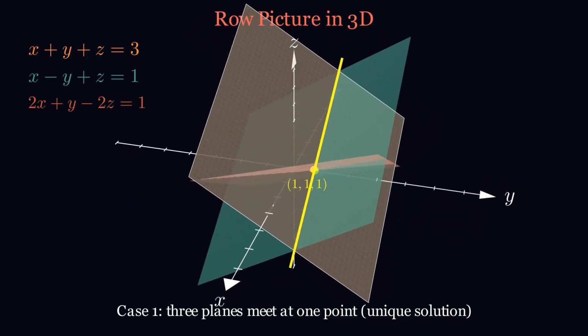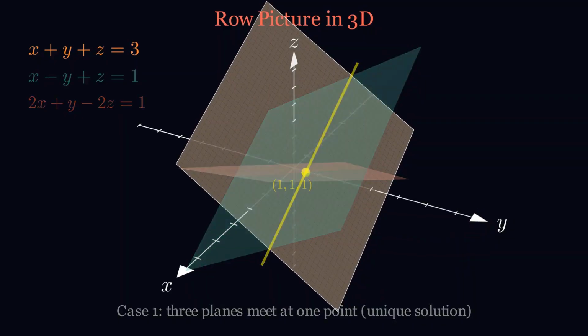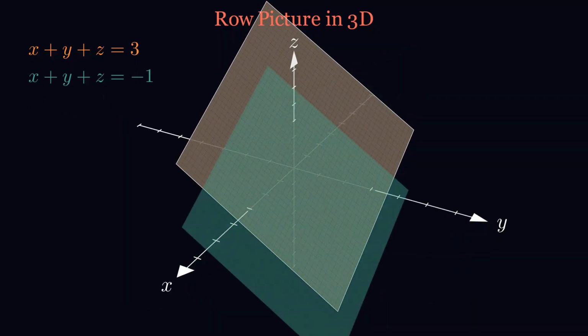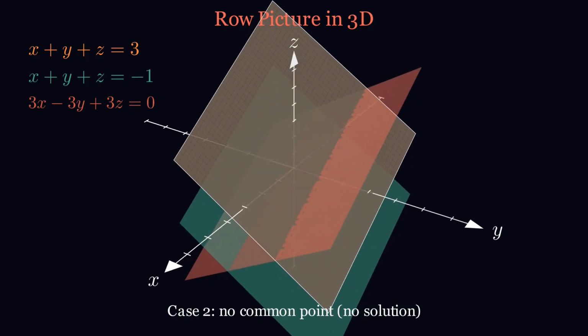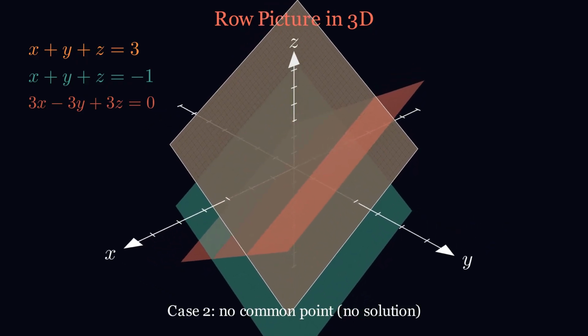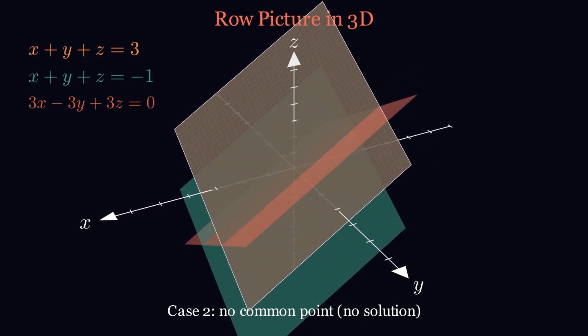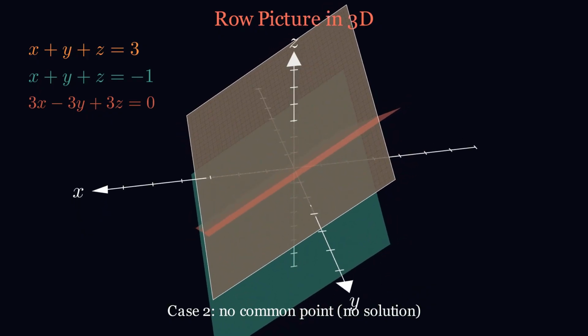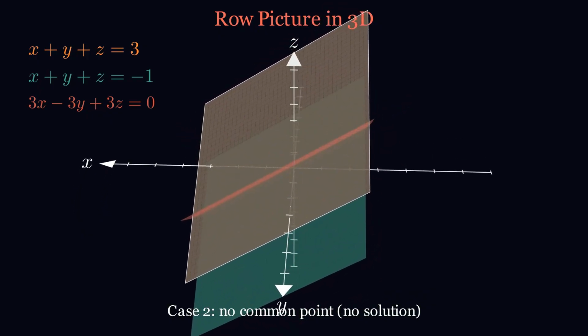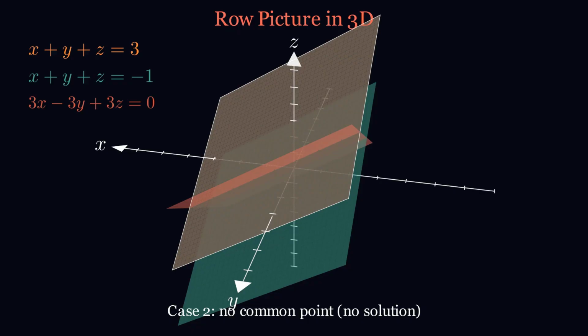Let's change the situation while keeping the first plane fixed. This time, one of the new planes is parallel to the first plane, so those two never meet. Even if we add a third plane, there is still no point that lies on all three at once. So in this case, the system has no solution.